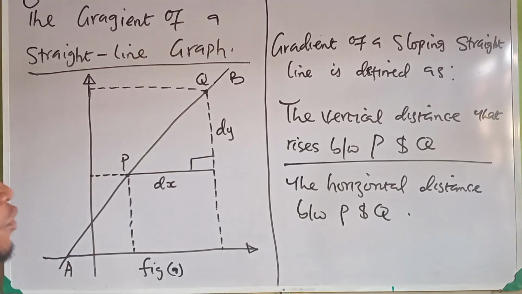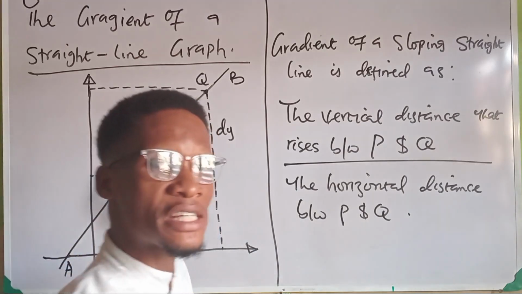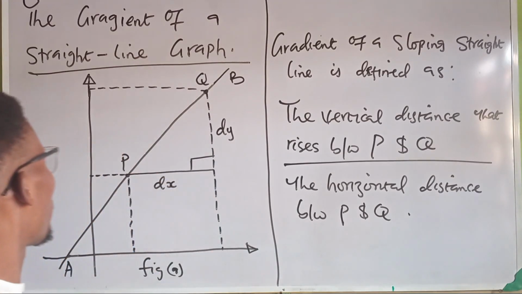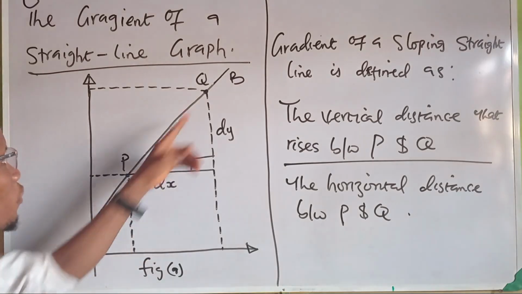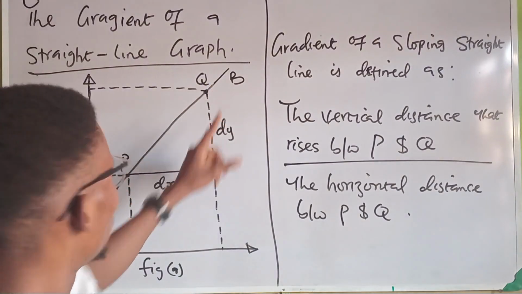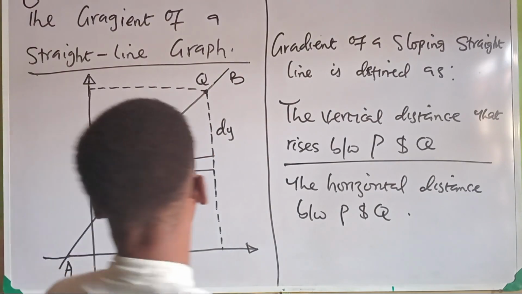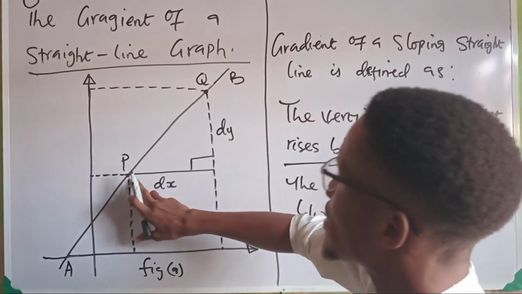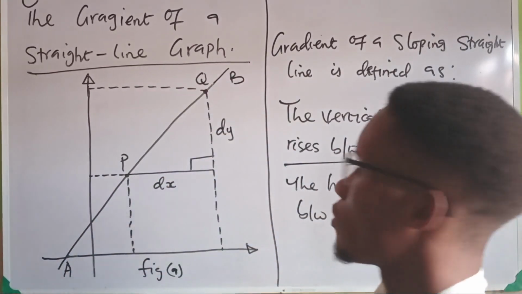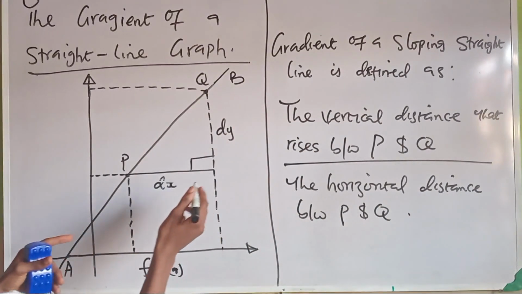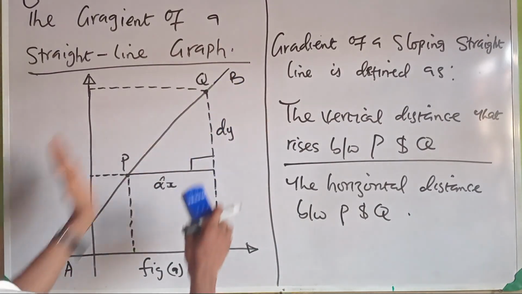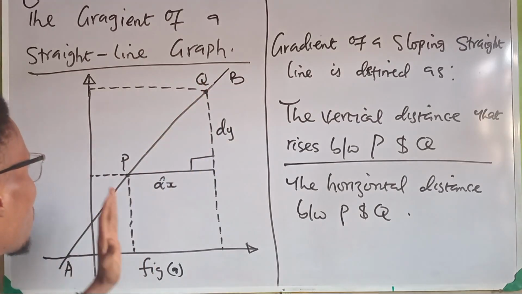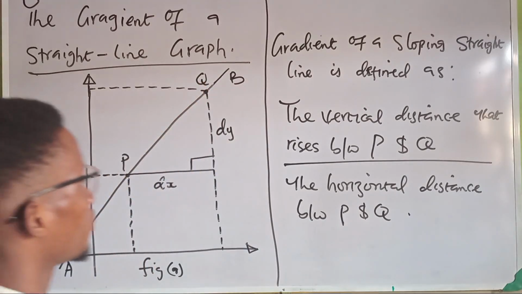Where P, which you are seeing here, the point P, is the point towards the left of Q, which rises and falls from left to right. That's what the point P here is.